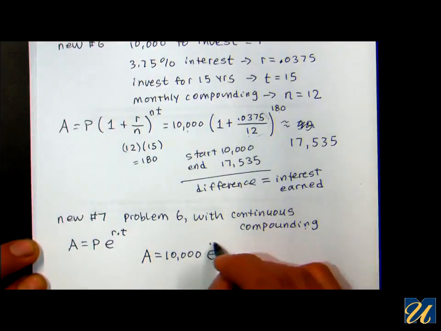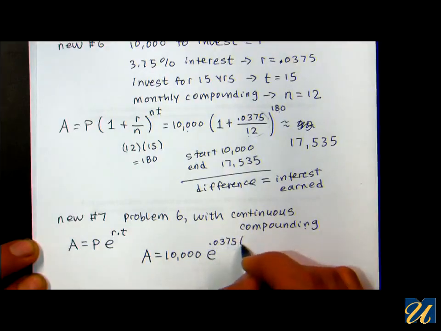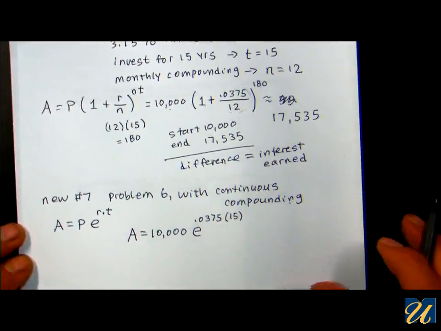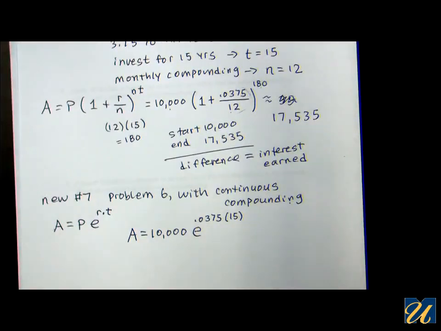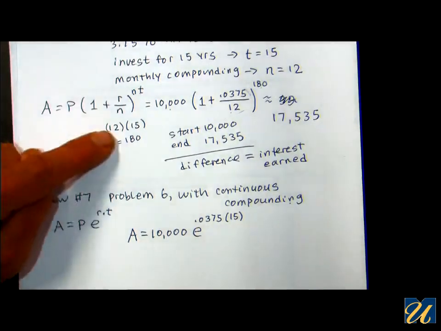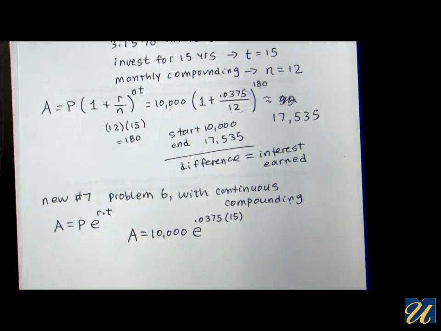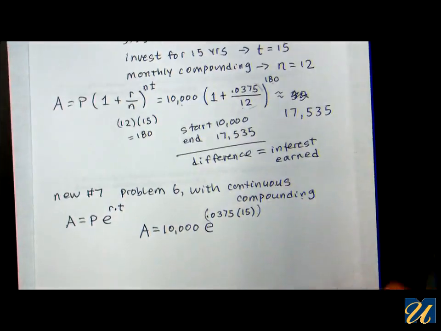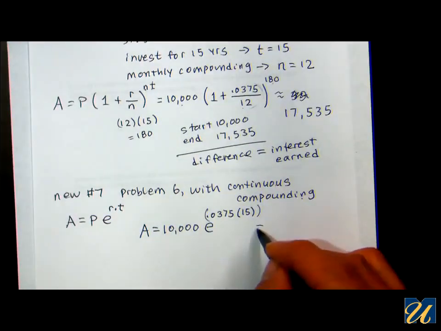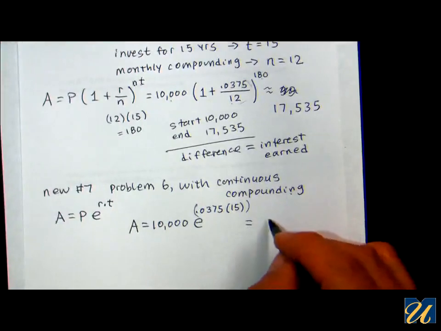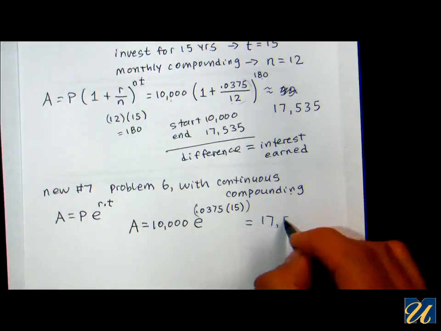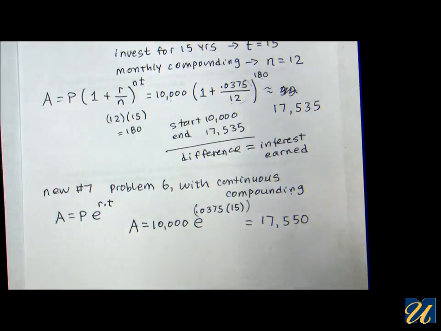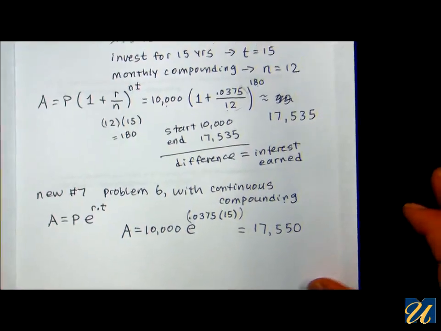That isn't changing. E represents the continuous compounding. R is 0.0375. T is 15. So here I'm putting that right in the exponential function because it's not an easy calculation as before when we did 12 times 15. Okay, very carefully block that off. Take e raised to that power and multiply by 10,000, and we will have approximately $17,550 after our 15-year time period.